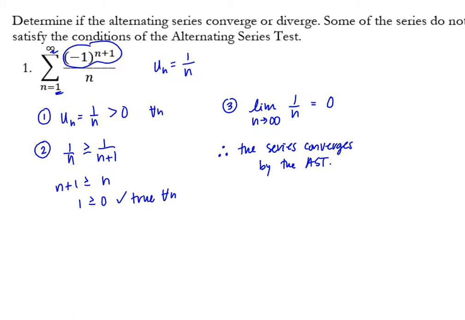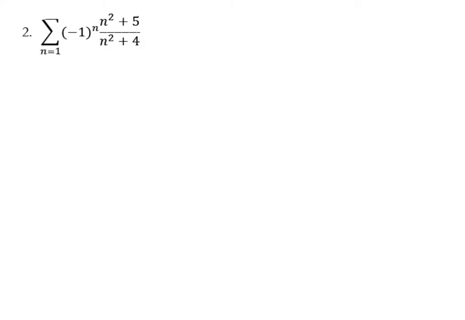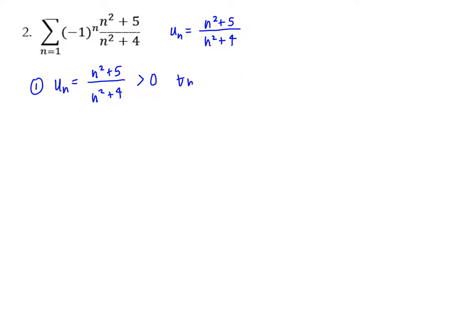Let's see another example. Now we have negative 1 to the n times n squared plus 5 over n squared plus 4. So the u_n, the non-alternating parts of this series, are n squared plus 5 over n squared plus 4. And the series is alternating, so let's try the alternating series test. First, are the u_ns positive? N squared plus 5 over n squared plus 4. These are always positive numbers over always positive numbers. Surely that has to be greater than 0 for all n.